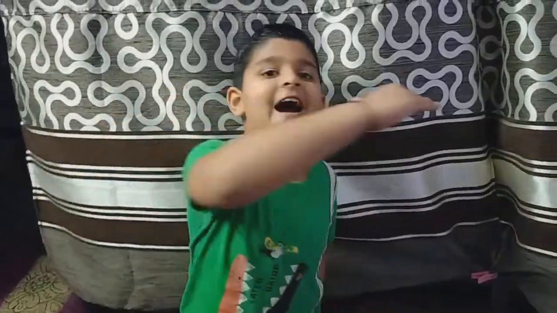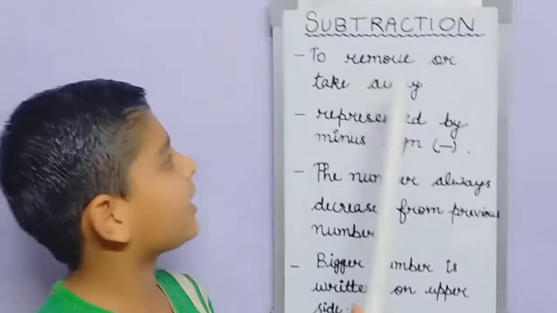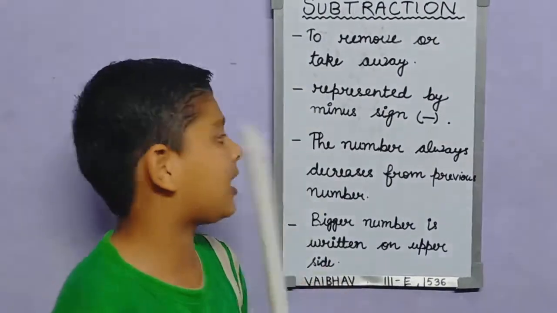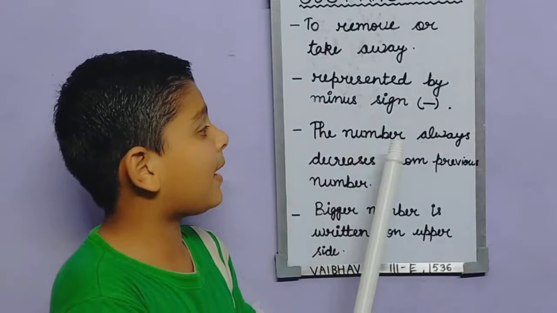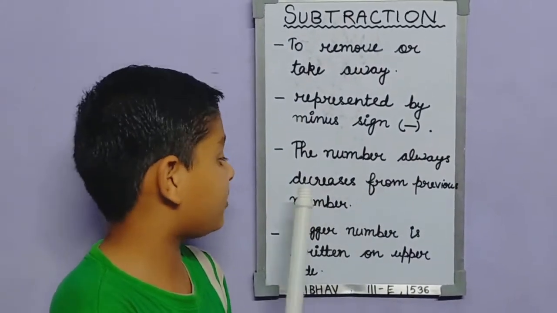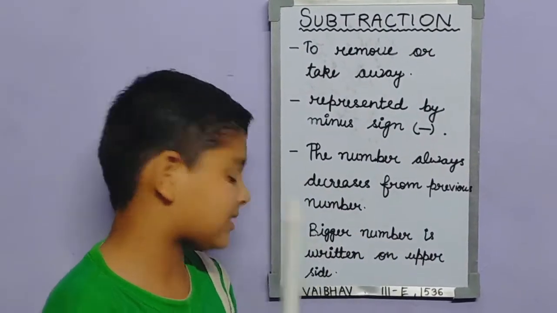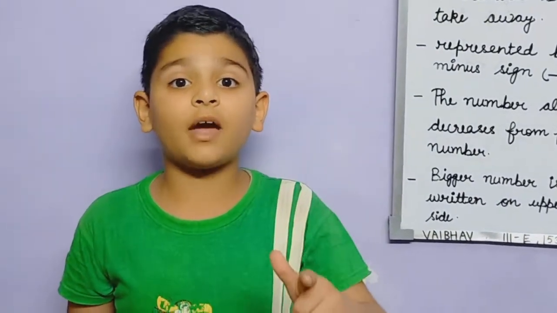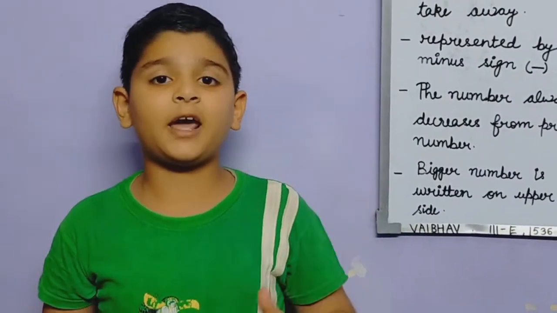Today we will learn about subtraction. So let's start. Subtraction means to remove or take away. It is represented by the minus sign. One more thing, students: the number always decreases from the previous number. Also, the bigger number is written on the upper side. One more thing, friends, always when you solve the question, start from the ones place.